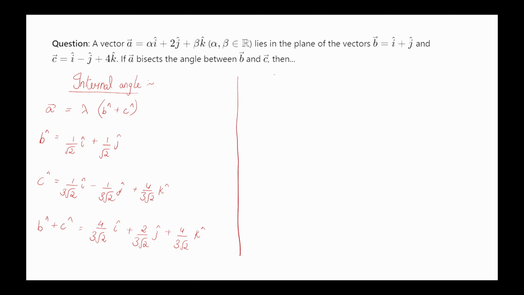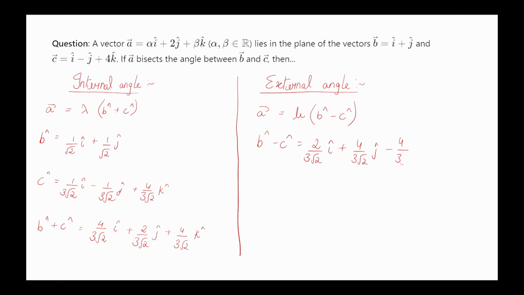Now let us solve for external angle as well. What if we have to find out our external angle? So our A vector would basically be equal to mu times of B cap minus C cap. So basically my value of B cap minus C cap, let me write it down directly. 1 by root 2 minus 1 by 3 root 2. This would become 2 by 3 root 2 I cap. Here I would have a plus 4 by 3 root 2 J cap. And here I would have minus 4 by 3 root 2 K cap. So this is my B cap minus C cap.